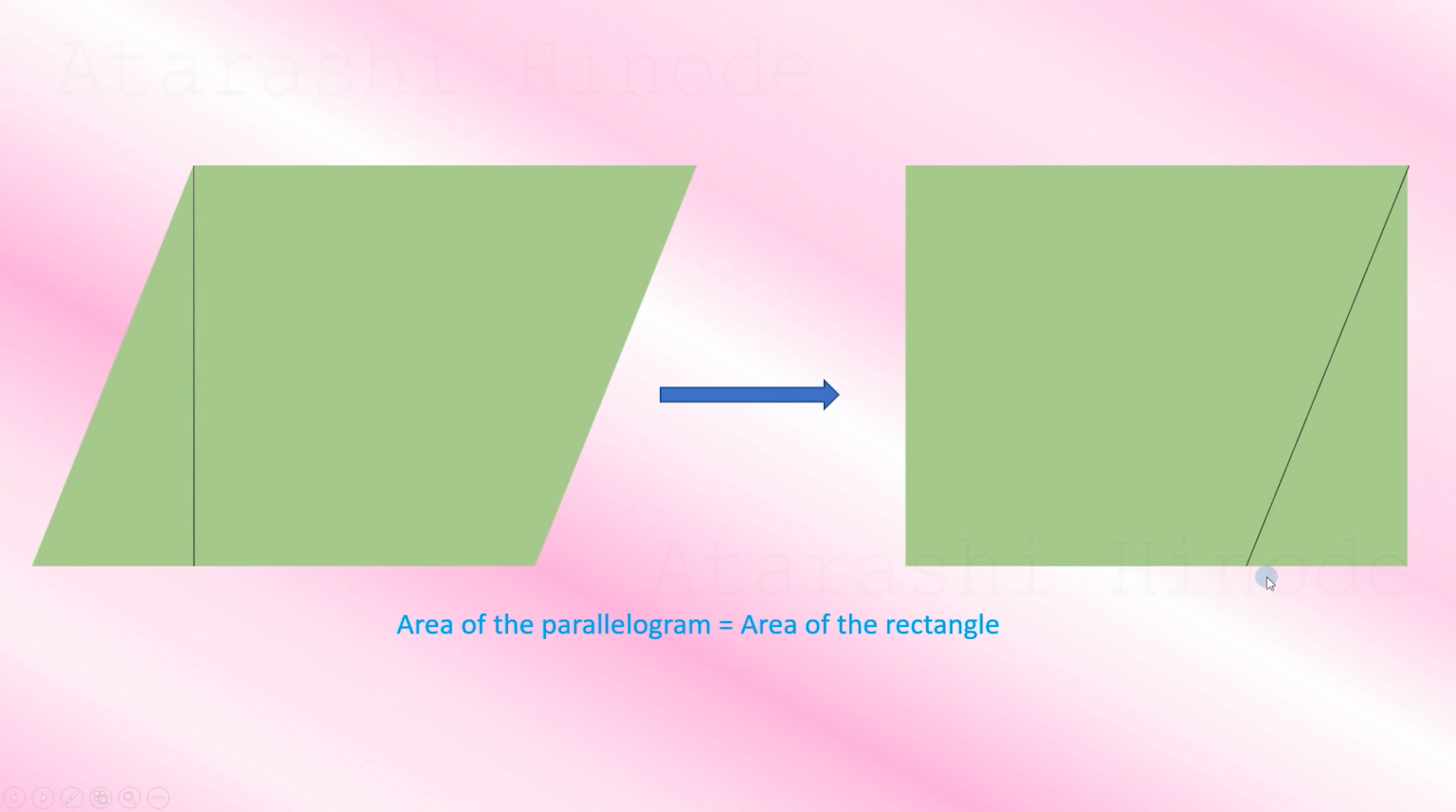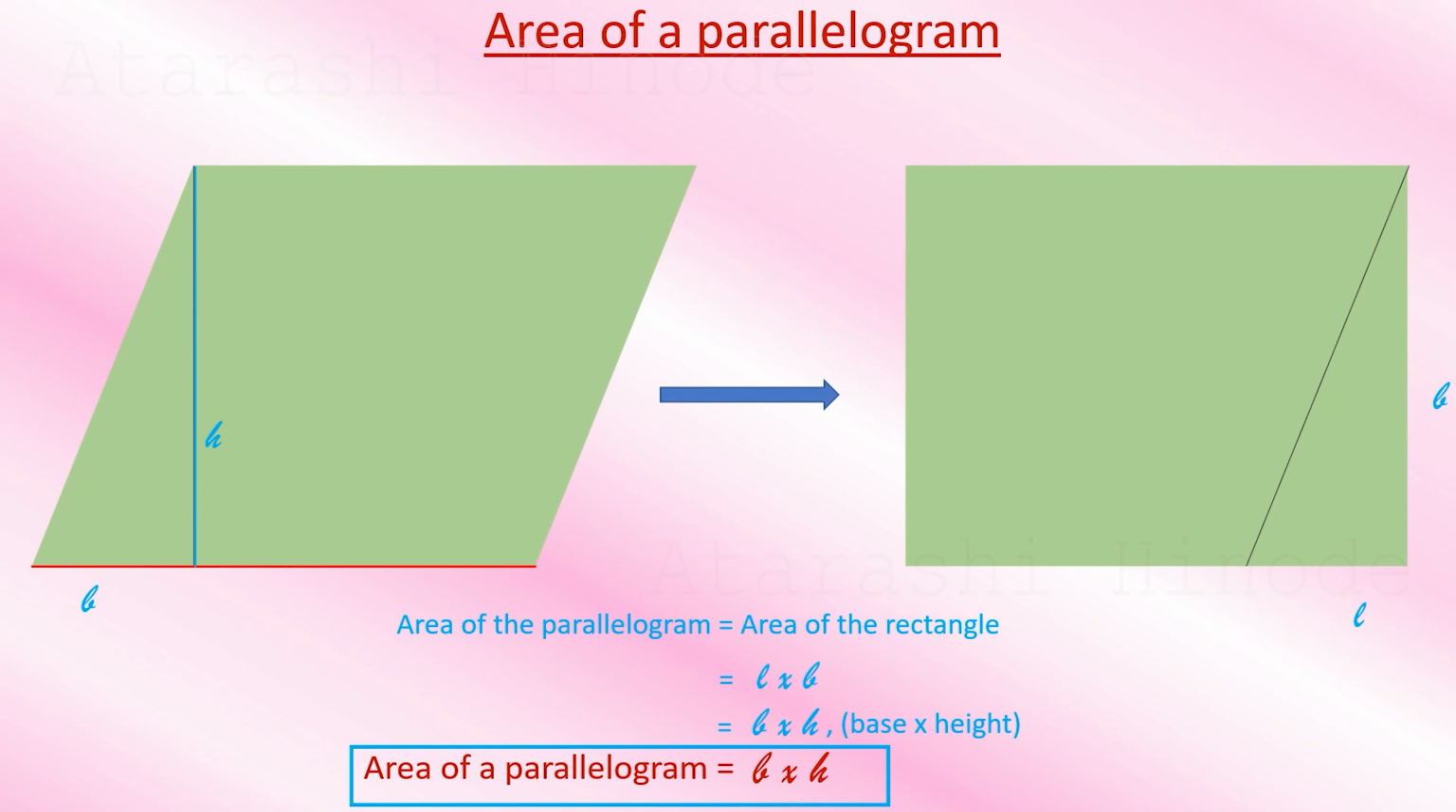Now what about the area of a rectangle? If L is the length and B is the breadth, then the area of the rectangle is L into B. We know B is the base and H is the height of this parallelogram. If we compare the length of the rectangle with the base of the parallelogram, you can see both are the same. Now take a look at breadth and height. They are also the same. So instead of L into B, we can write here B into H, where B is the base and H is the height of this parallelogram. That is, the formula for finding the area of a parallelogram is B into H. Hope it is clear to you.